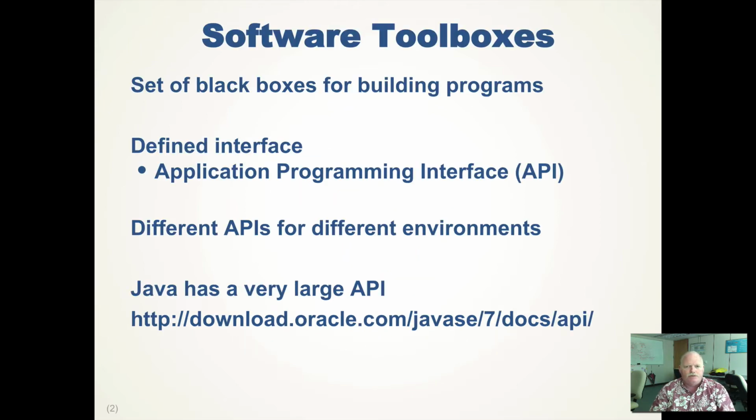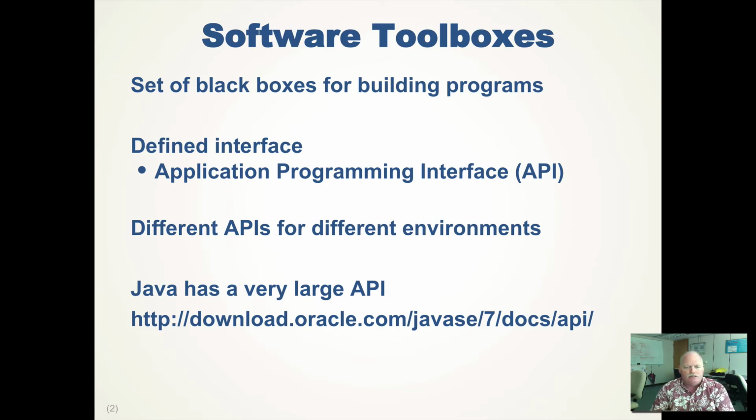So let's start off with, you can consider subroutines as a set of black boxes in a class, and you use them for building your program. You need to define the interface, and a subroutine has a very specific interface. Often, for all your classes and all your subroutines, we call that the application programming interface. That describes the kinds of things you can do with your toolbox. There are different APIs for different environments. Windows has a different API than Linux, which has a different API than Mac OS.